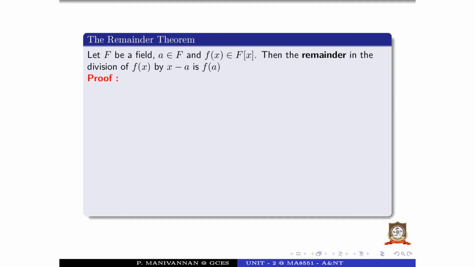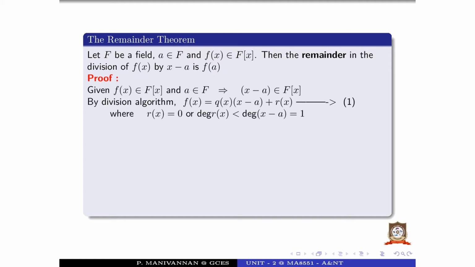The remainder theorem: let F be a field, a belongs to F and f(x) belongs to F[x]. Then the remainder in the division of f(x) by x - a is f(a). Put x = a, it is the remainder. Given f(x) belongs to F[x] and a belongs to F, then x - a belongs to F[x]. a is an element, so x - a is a polynomial, so it belongs to F[x].